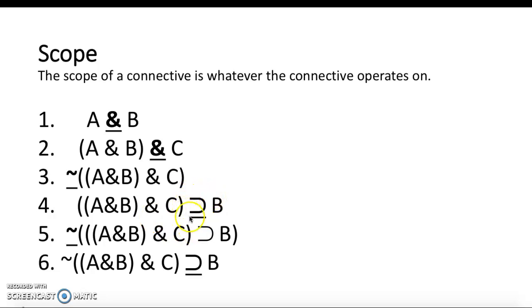For number 4, our main logical connective is the horseshoe because, again, following the previous steps, this entire thing is taken as one unit. So this is saying if all of this, then B, nothing else. There's no parentheses anywhere else. So we take this to be our main logical connective.